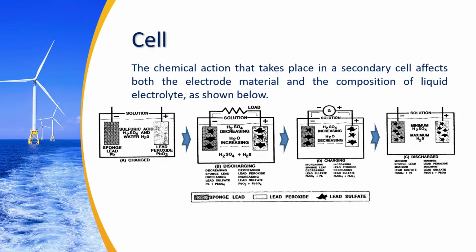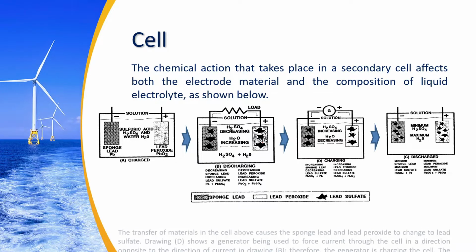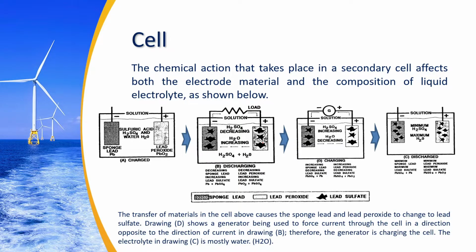Tandaan natin, yung ganitong itsura ng electrode, siya yung sponge lead. Tapos yung medyo clear, siya yung lead peroxide. Then yung may part ng parang dark, siya yung lead sulfate. Okay? So the transfer of materials in the cell above causes the sponge lead and lead peroxide to change to lead sulfate. So yung drawing D, which is yung discharge, shows a generator being used to force current through the cell in a direction opposite to the direction of current in drawing B.